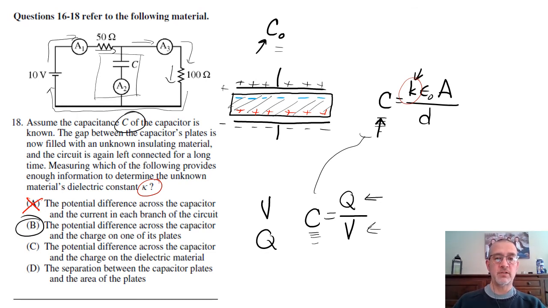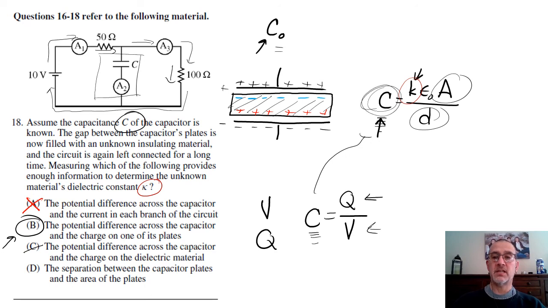Number C says the potential difference across the capacitor and the charge on the dielectric material. Now that sounds interesting, but we don't have an equation that tells us how the charge on the dielectric material is going to affect the charge on the capacitor directly. So I don't think that's going to be as useful as B. And D says the separation between the capacitor plates and the area of the plates. So that's giving me D and A, but that won't give me the new capacitance of the circuit itself. So that won't help me solve for the unknown K. So our answer here is going to be answer B.